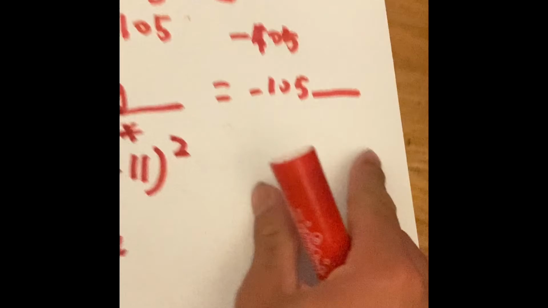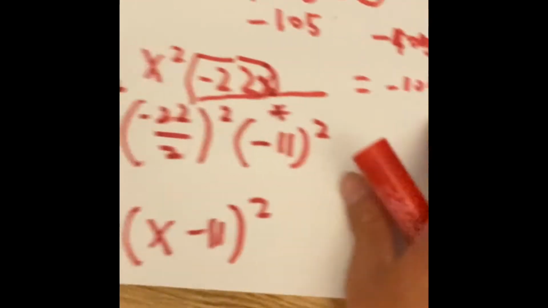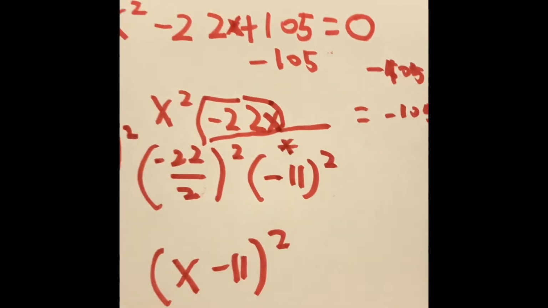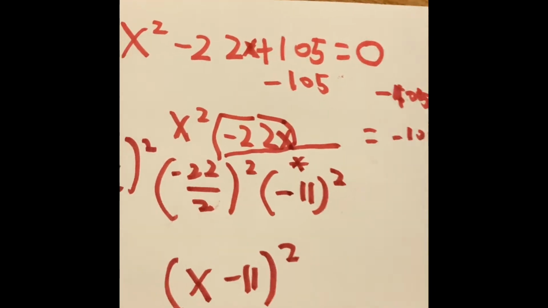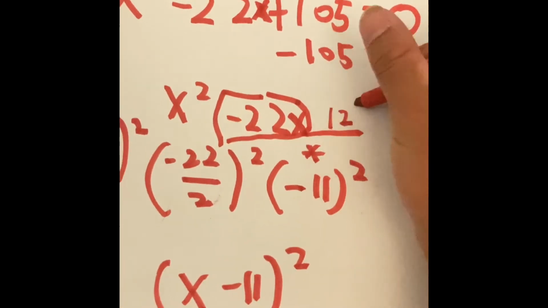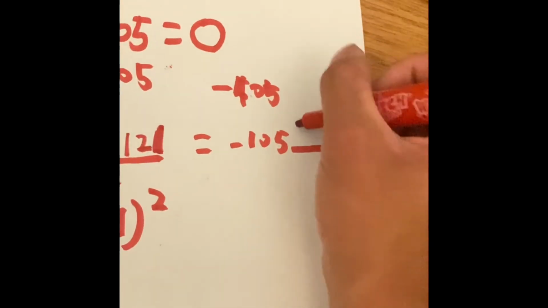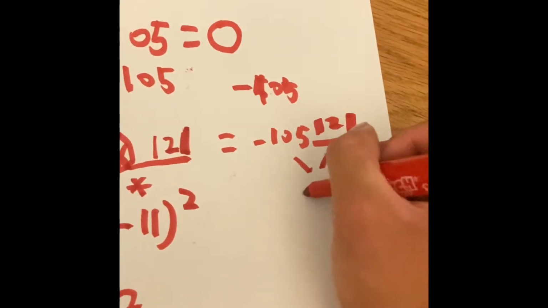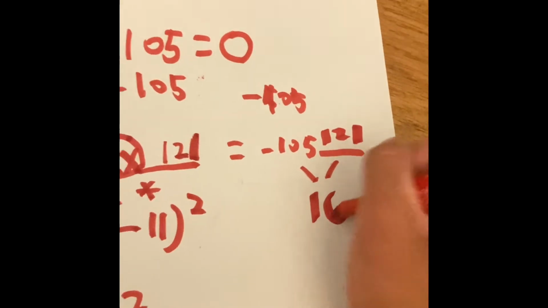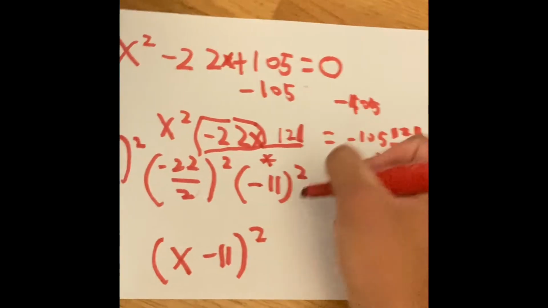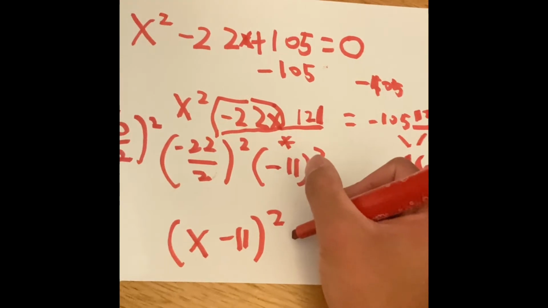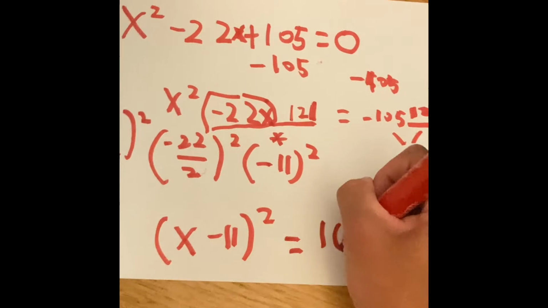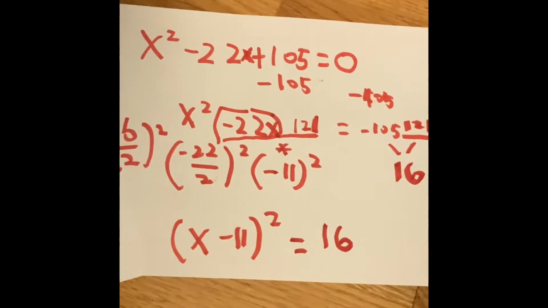Now we have to find the other side of the problem. In order to do that, we have to square negative 11. So negative 11 times negative 11 is 121, and on this side we have 121. We combine the two, and now we have positive 16 when you combine the like terms. So now we have x minus 11, in parentheses, squared, equals 16. We are so close to getting to our answer.